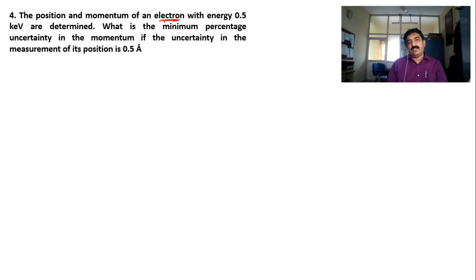That clearly shows that in the subatomic domain, where we have particles like electron, proton, neutron, etc., no measurement is accurate, all the measurements are probabilistic. So this is the significance of the uncertainty principle.